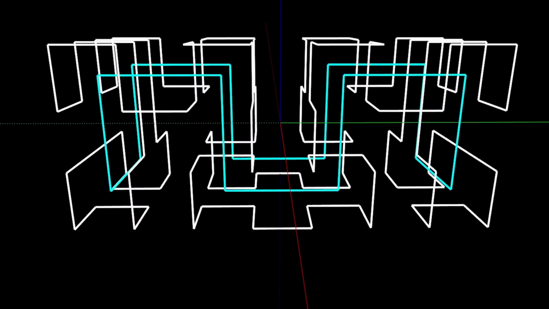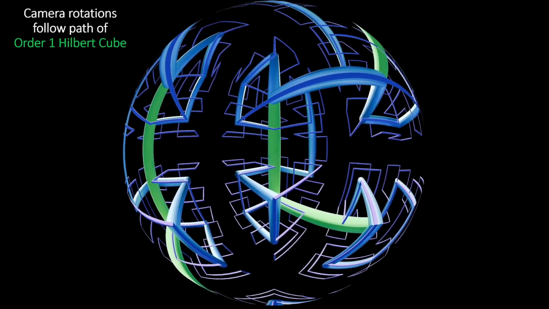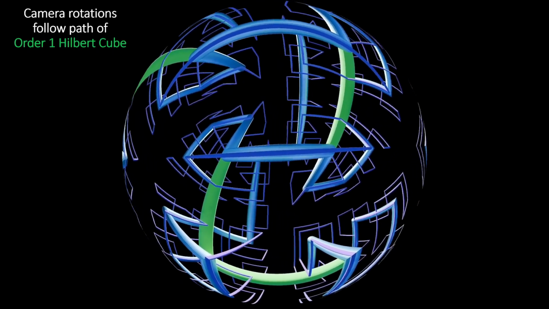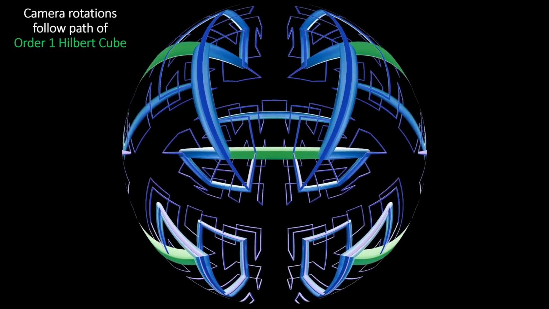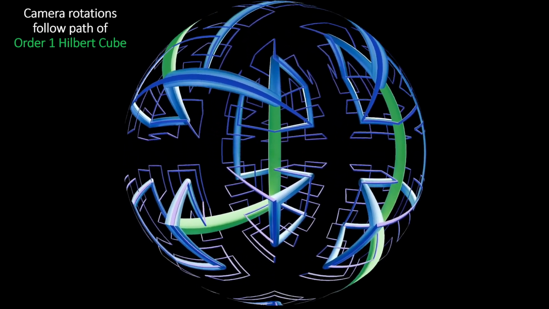The Hilbert cube central viewer. In this animation, the camera stays stationary at the center of the grid and rotates to look at every corner of an order 1 Hilbert cube.